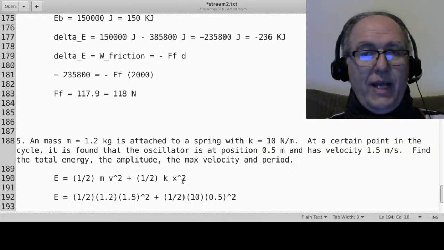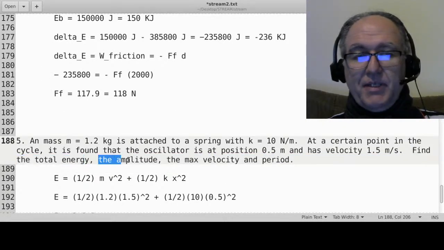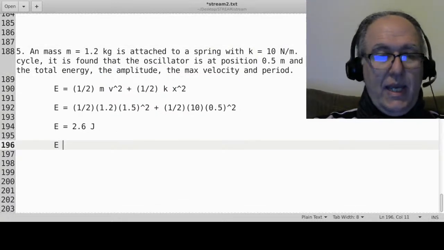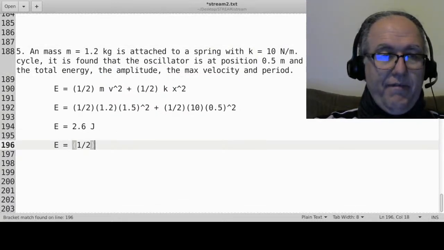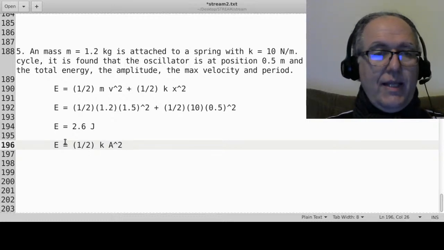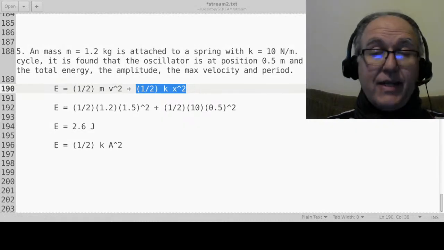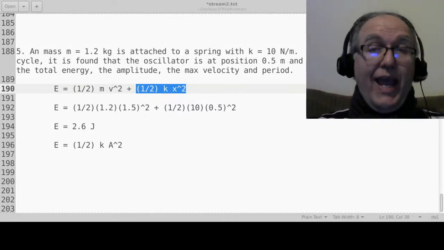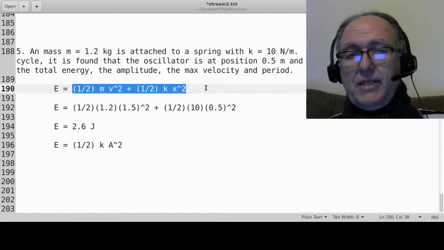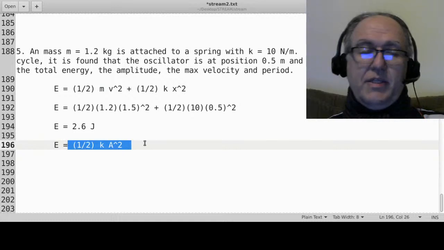Okay, so now when I say here, find the total energy, we got that. Find the amplitude. You go, aha! Now I can use this equation. E is equal to 1/2 k a squared. Now notice that 1/2 k a squared looks an awful lot like that 1/2 k x squared, and it is, because when you're at x equal to a, v is 0. So all you have to do is really memorize this equation, because if you set x equal to a here, then v is equal to 0, and you reduce to that.